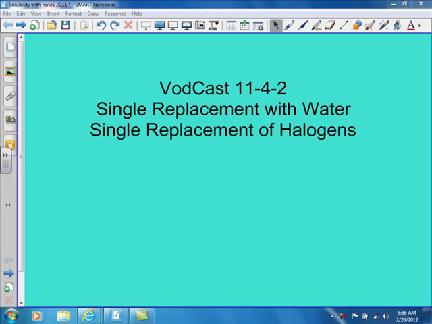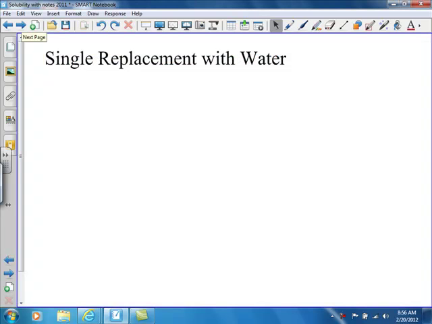Okay, we are talking about single replacement reactions, and there's a couple special cases that I just want to talk about. A single replacement reaction with water and what happens with that, and then I covered a little bit on single replacement reactions with halogens, and I just want to retouch on that. Okay, so we're going to start with single replacement reactions with water.